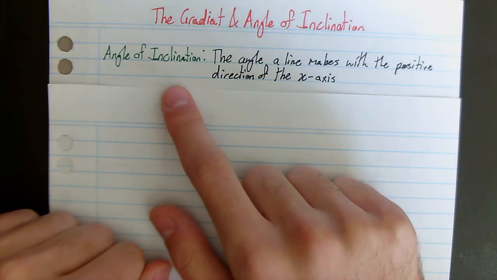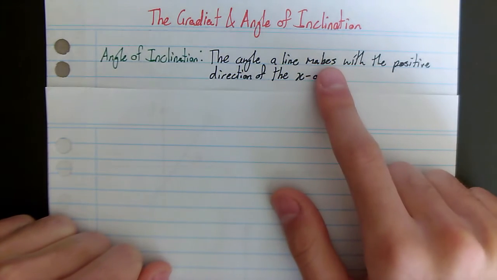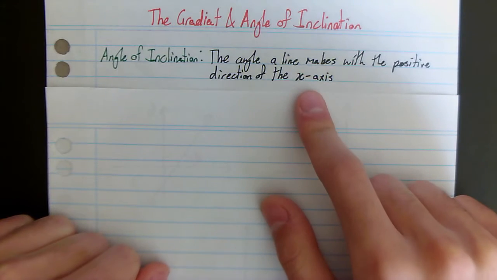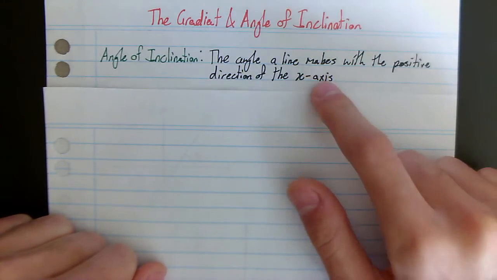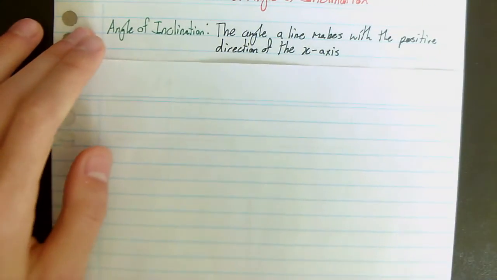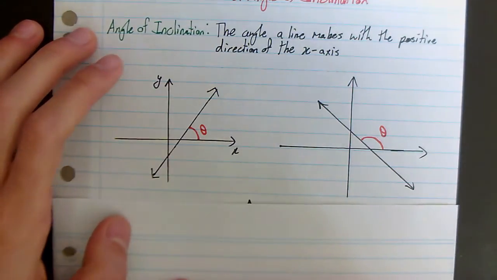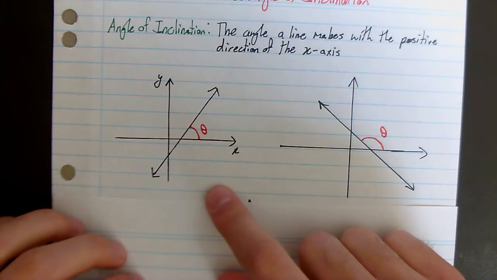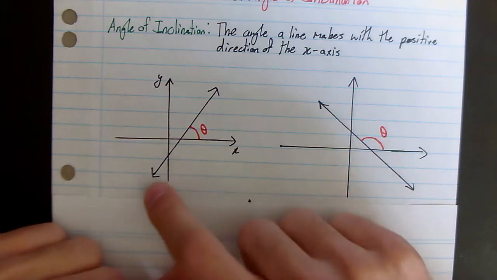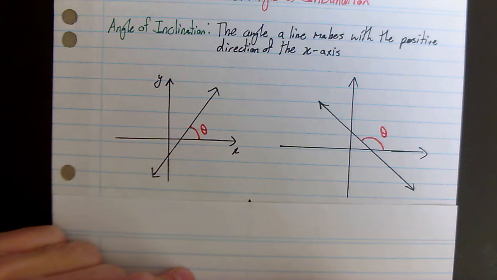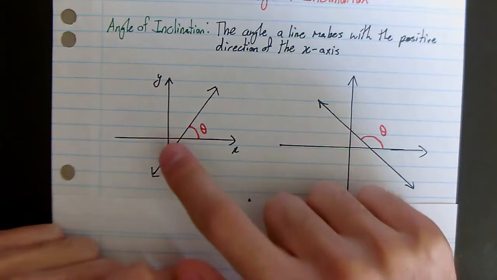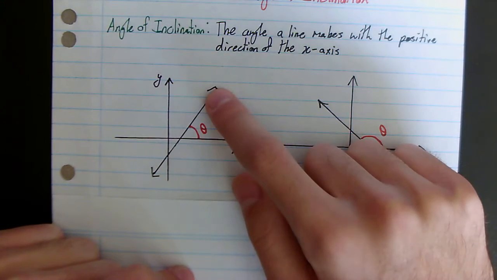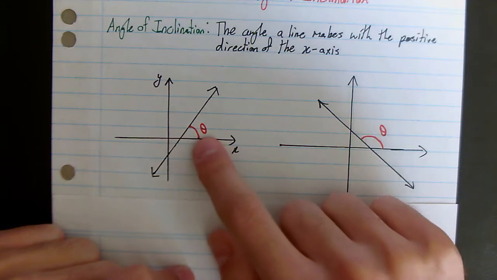First off, what is the angle of inclination? We define it as the angle that the line makes with the positive direction of the x-axis. This is very important. It's the positive direction of the x-axis. If we look at this line, this angle in red is our angle of inclination, our theta. Recalling the definition, it's the angle the line makes with the positive direction of the x-axis, and that direction is here to the right.